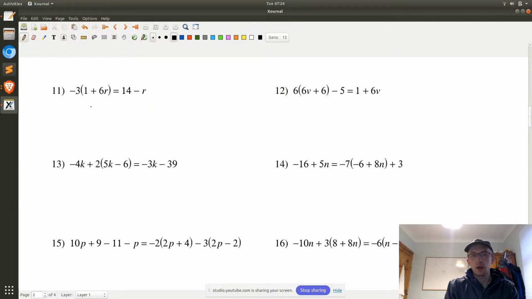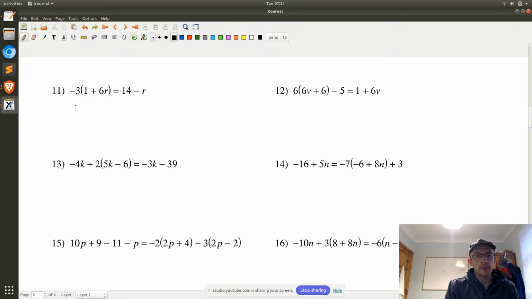Here, both sides over -3. No. How would that help me? I would have 14 take r divided by -3. That's not much help. In this case, it's actually better to do path 2, where we expand on the left and see where it takes us.